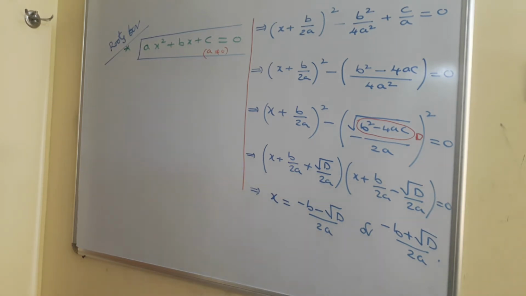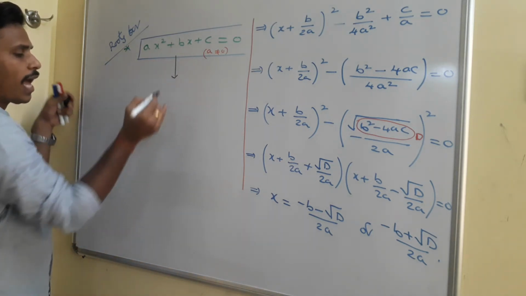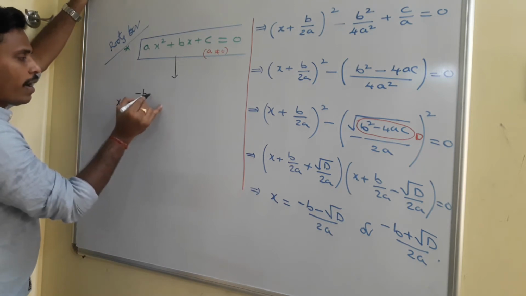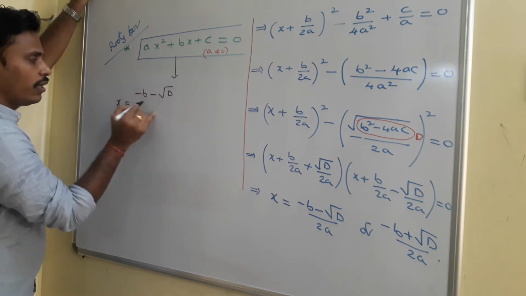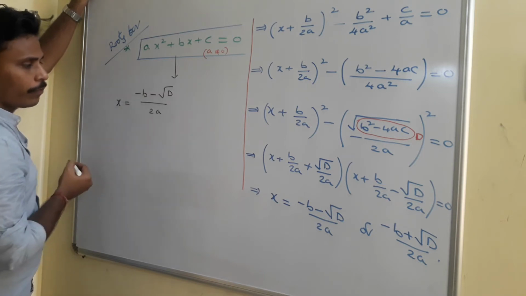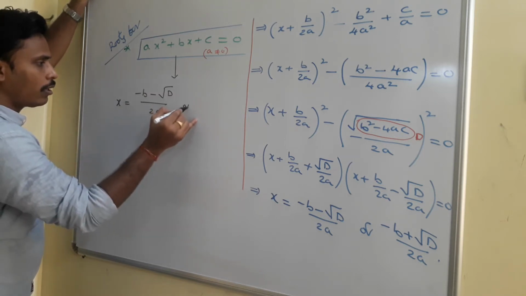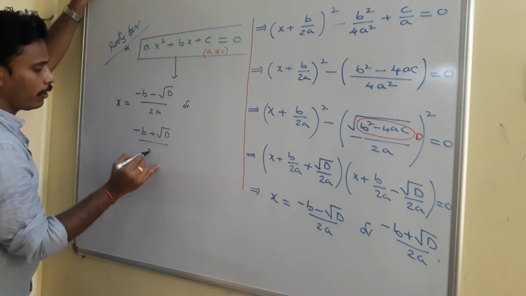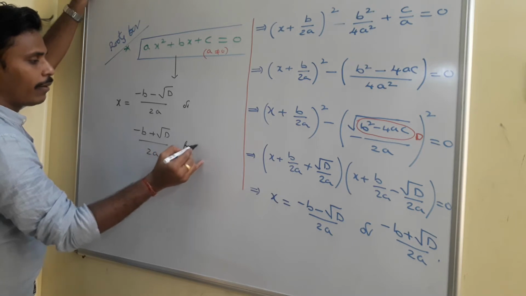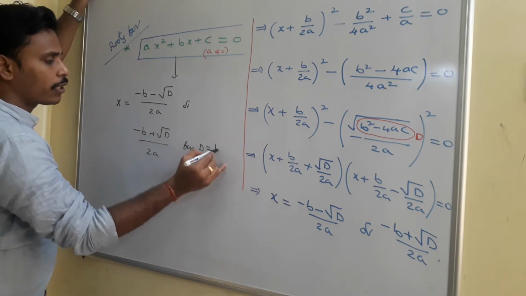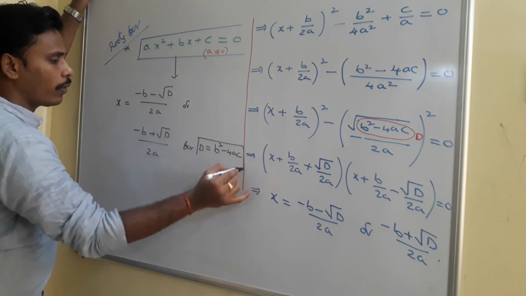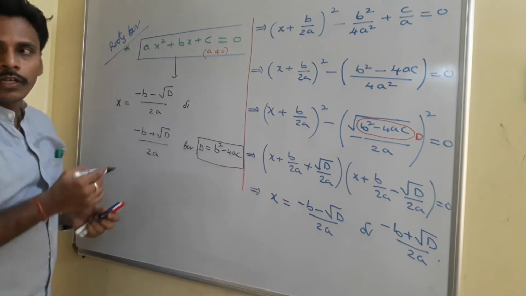With this complete process of perfect square method, at the end, from this equation, I have two values for x. And those values are x is equals to minus b minus root d divided by 2a or minus b plus root d divided by 2a. Since I replaced that b square minus 4ac with d, right? So d is equals to b square minus 4ac, right?